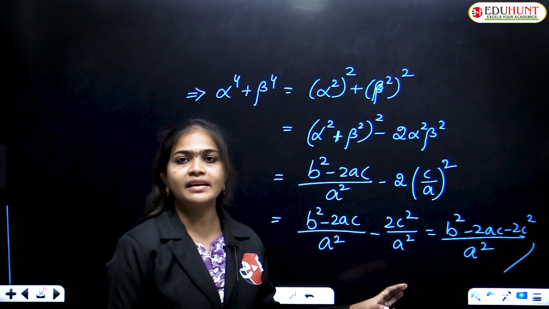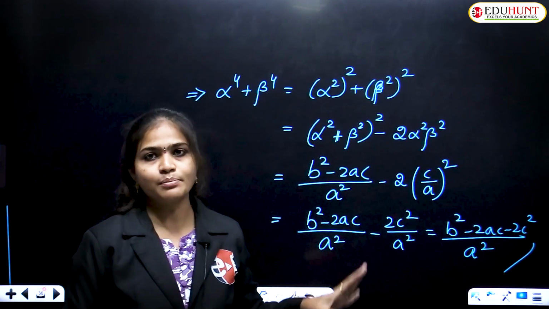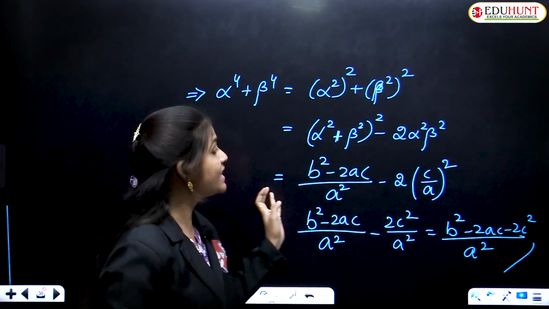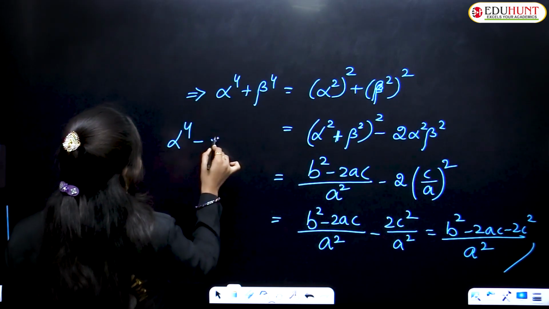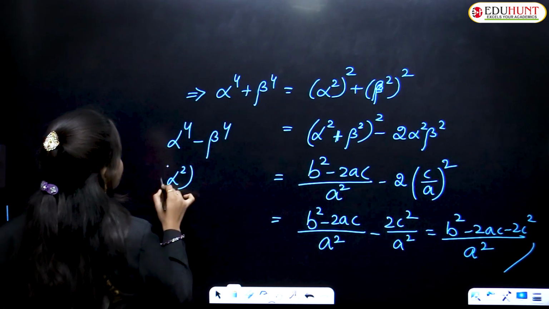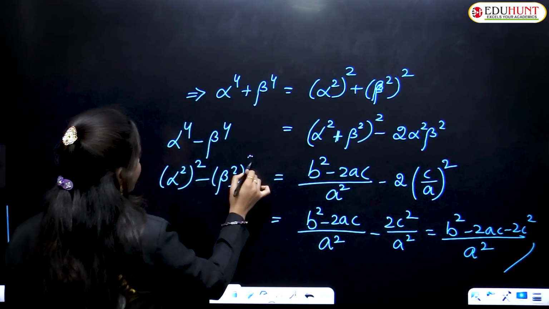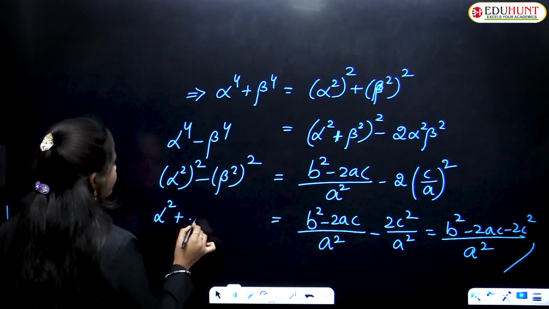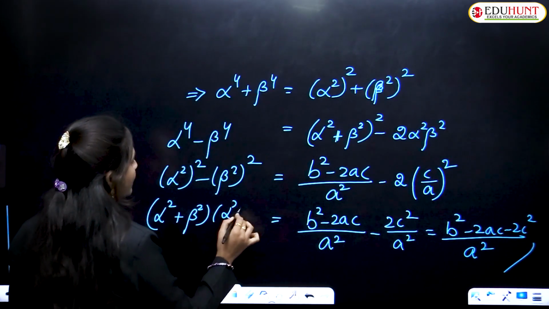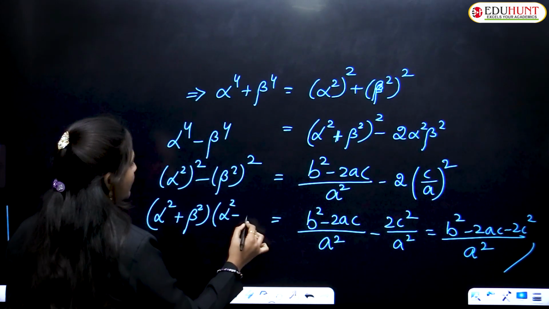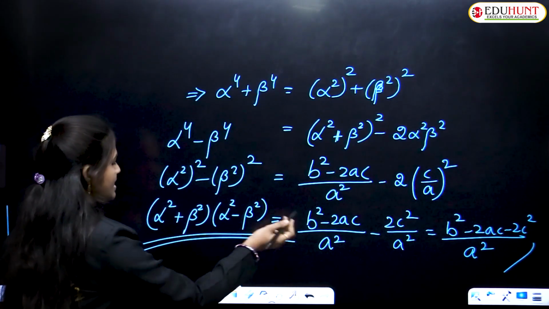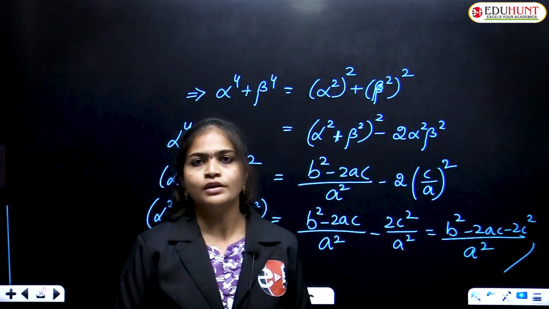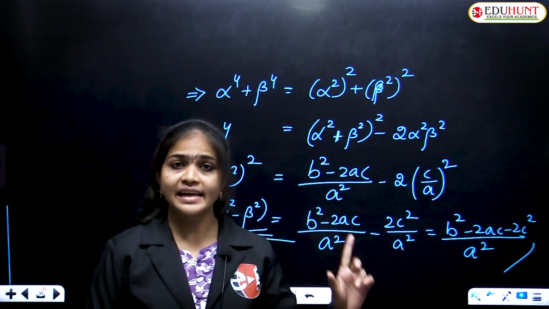So children, like this only we can simplify for any power. If we know the previous value, then we can find any power. Its difference also we can find, alpha power 4 minus beta power 4. We can write this one as alpha square whole square minus beta square whole square. Now this is in the form of a square minus b square only, no? So a plus b into a minus b, alpha square plus beta square into alpha square minus beta square. Just substitute the alpha square plus beta square value and alpha square minus beta square value, already we know that. So simplify that. So children, this way we can simplify for any power.